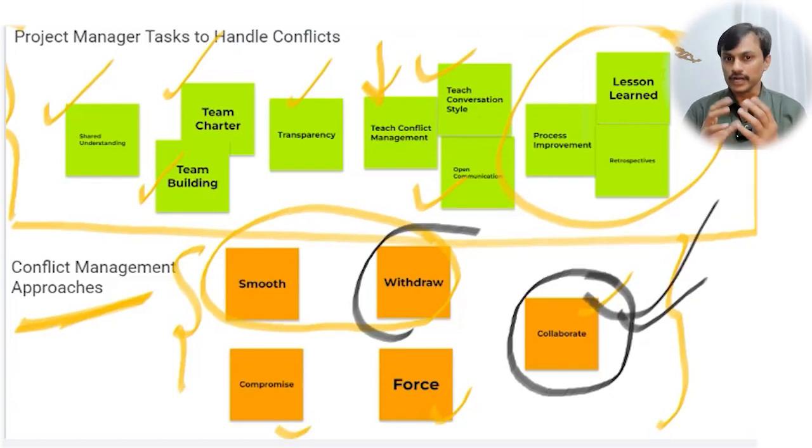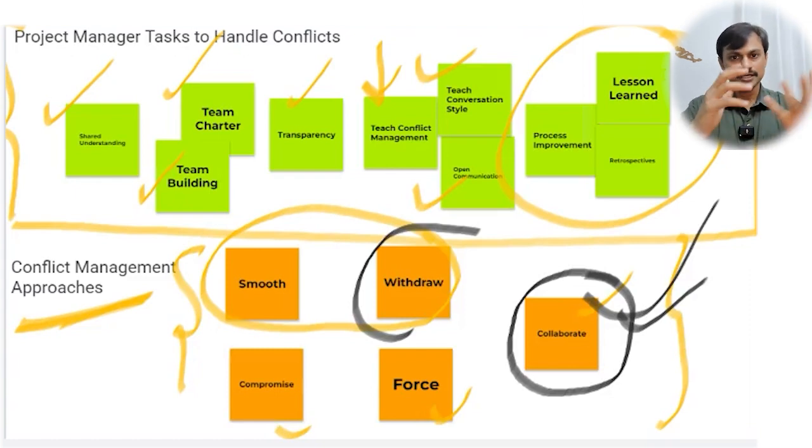So withdraw or avoid is bad if you do it for a long duration, but it is good when you do it for preparation, but ultimately you do a collaboration. So as a project manager, you need to see when things are becoming complicated, you may want to take some time, especially with a stakeholder, and then come to the collaborative and problem-solving approach.